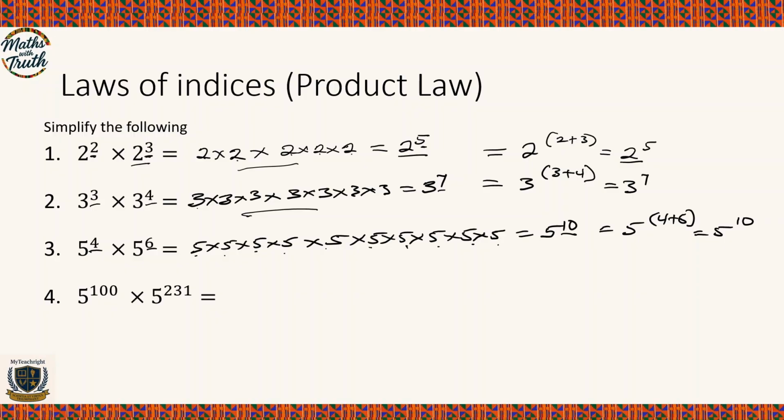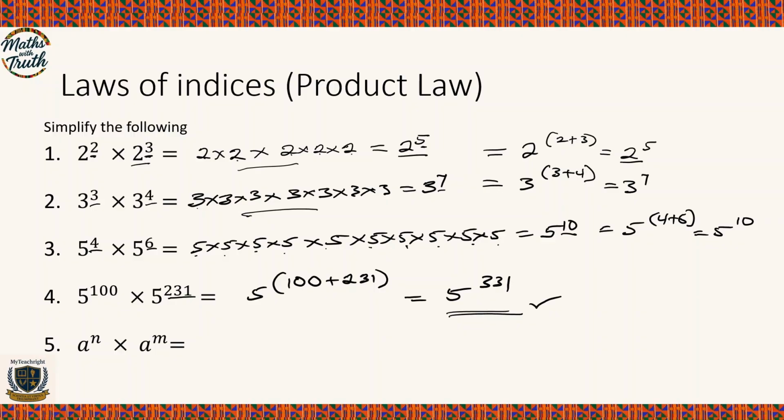Then we can use the same logic with this large one, number 4. And so we have 5 exponent 100 plus 231. And that will be equal to 5 exponent 331. Okay, and that is correct. Now, generally, what will be the rule if you have a exponent n times a exponent m? What do you think the rule will be in general terms?